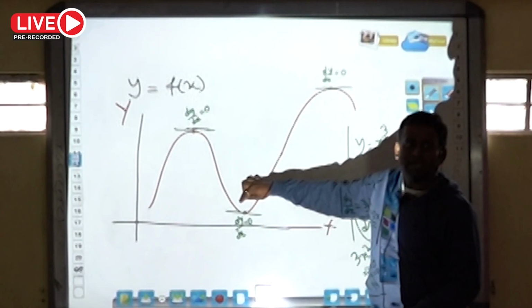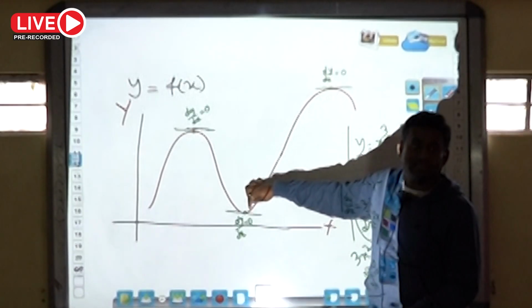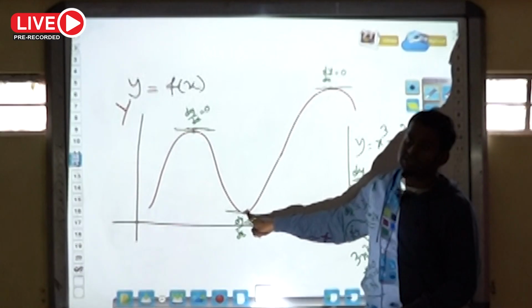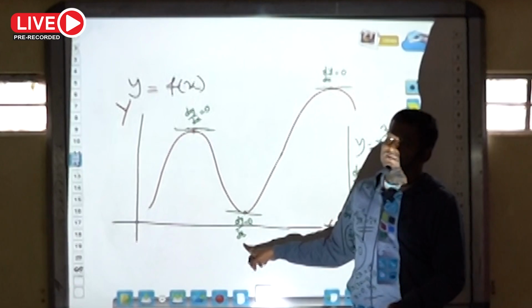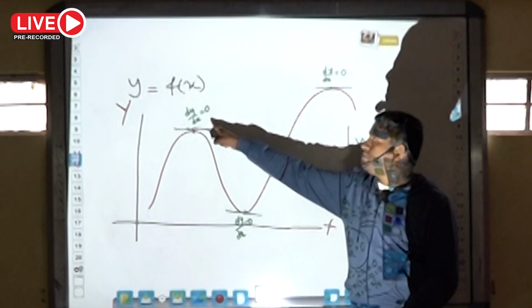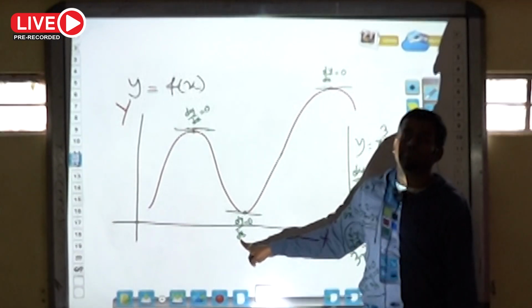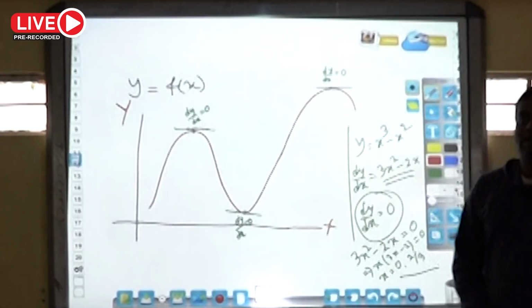Descending completes, but ascending is not started yet. So again, he is stationary. So both of these points are stationary. And at both of these points, the first derivative of the function will become 0. So the first derivative of the function is 0 at both points.